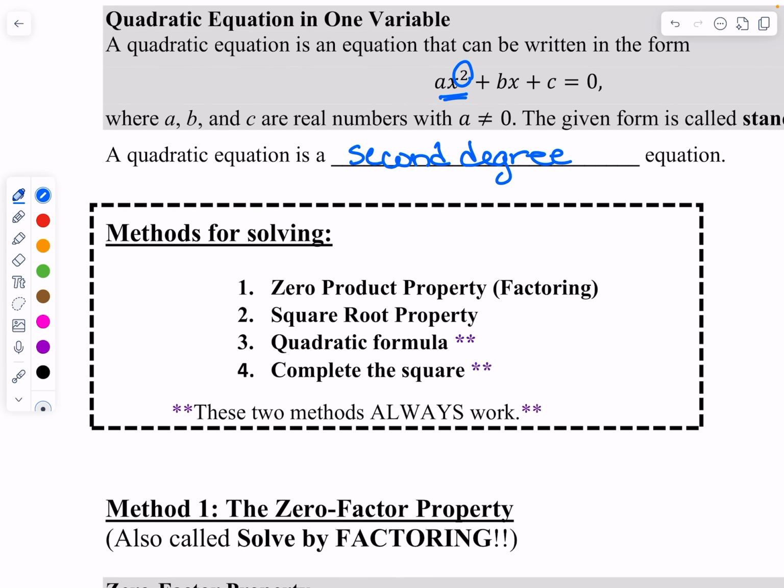One is by graphing, and we will talk about that later, and that's actually how you can use your calculator to either check your answers or cheat a little bit. So I'll show you how to do that later. But the other 4 methods are the zero product property, also called solving by factoring, the square root property, quadratic formula, and completing the square.